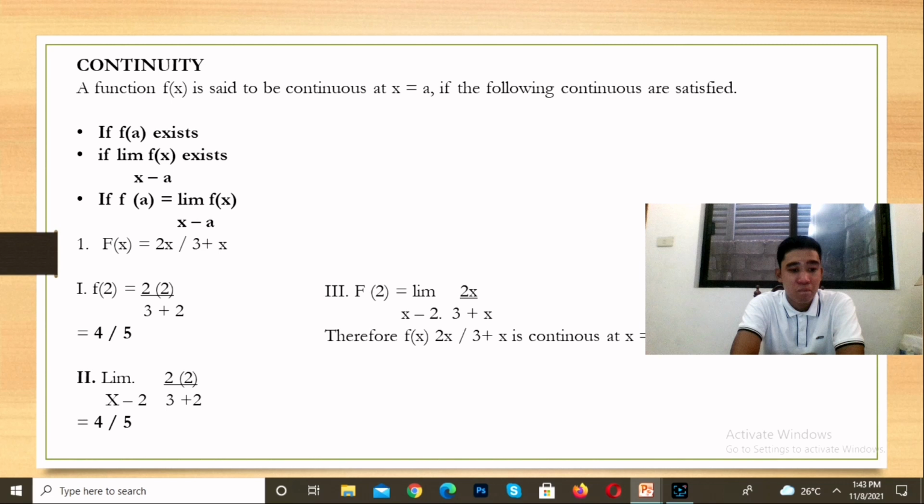For the second condition, the limit of 2 times 2 over 3 plus 2 as x approaches 2. So 2 times 2 is 4, and 3 plus 2 is 5, giving 4 over 5. For the third, the limit of 2x over 3 plus x as x approaches 2. Therefore, f of x equals 2x over 3 plus x is continuous at x equals 2, because it satisfies the three given conditions.